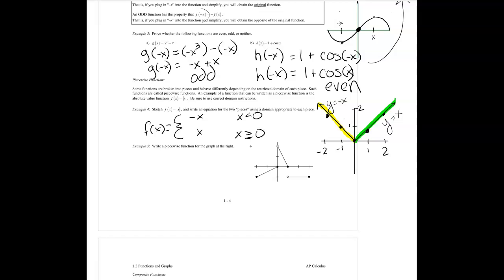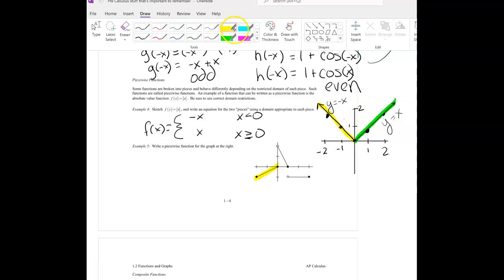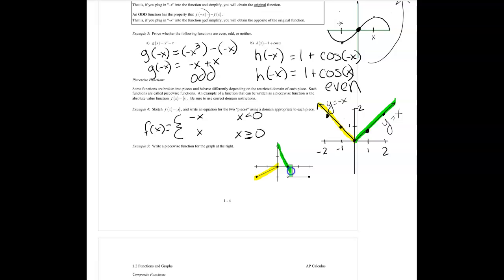All right, the last piecewise function that we're going to talk about is this bottom one. It says write a piecewise function for the graph on the right, which is great. It's cool. We should see right away that we have 3 different pieces. We've got this yellow piece here. We've got this green piece. And we've got, I'm just going to call it a blue piece.